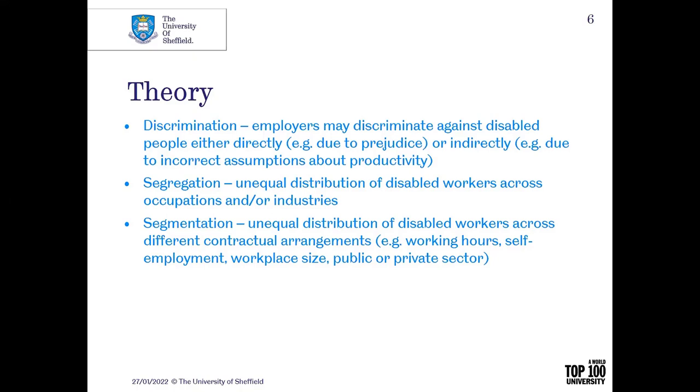And this can lead to unequal outcomes. However, part of the story may not be about discrimination within jobs, but just the fact that disabled people are concentrated in particular sectors or particular types of job. And so we've classified this as segregation and segmentation. So segregation means that there's an unequal distribution of disabled workers across occupations and or industries.